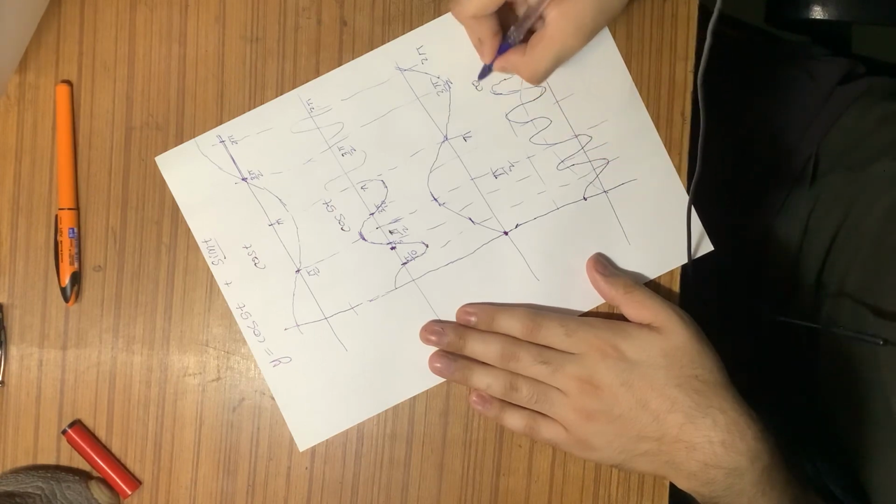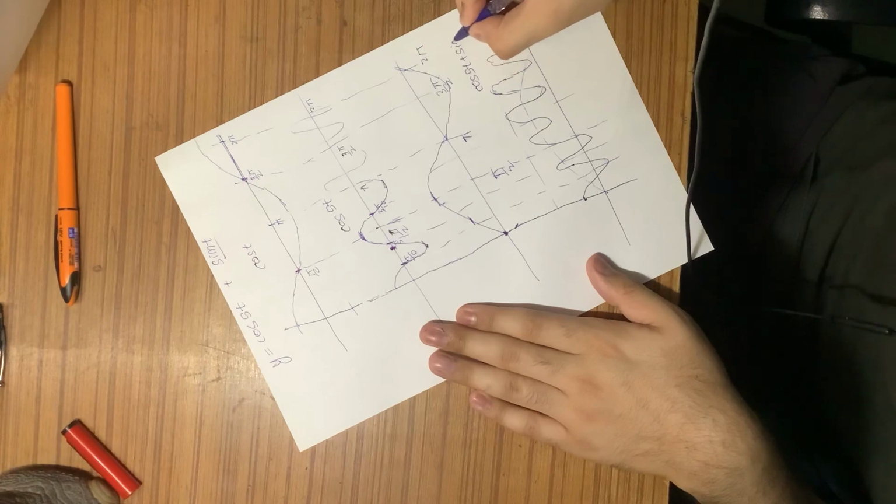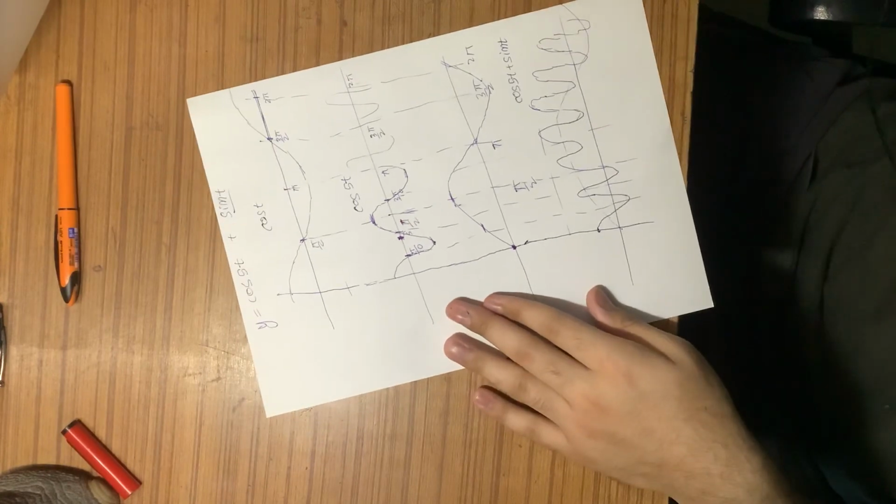This is the graph of cos 5t plus sin t. I hope it was visible.